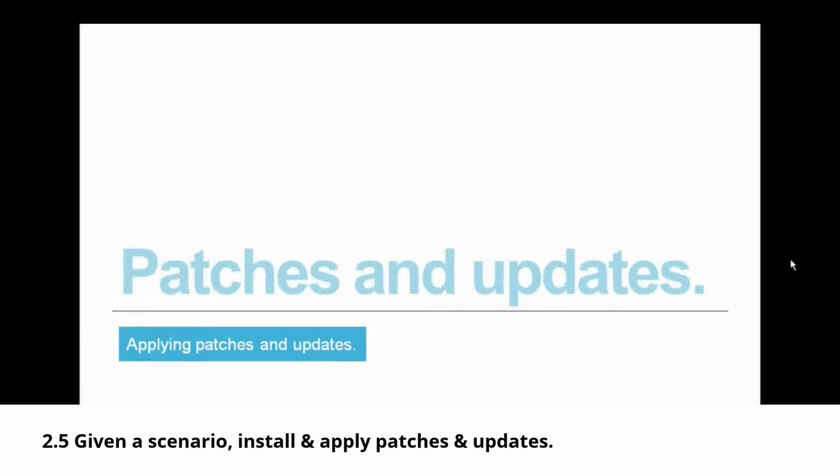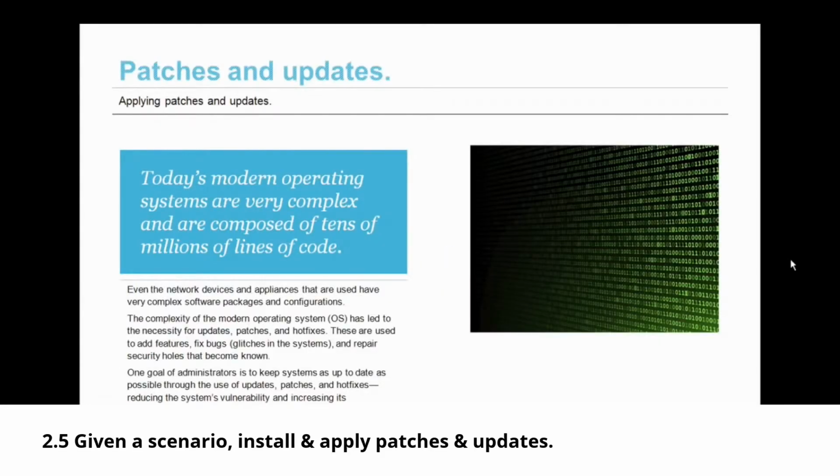I'm going to begin by talking about patches and updates. Today's modern operating systems are very complex and are composed of tens of millions of lines of code. Even your network devices and appliances are very complex and have complex software packages and configurations. This complexity of the modern operating system has led to the necessity for updates, patches, and hotfixes. These are used to add features, fix bugs, and repair security holes as they become known.